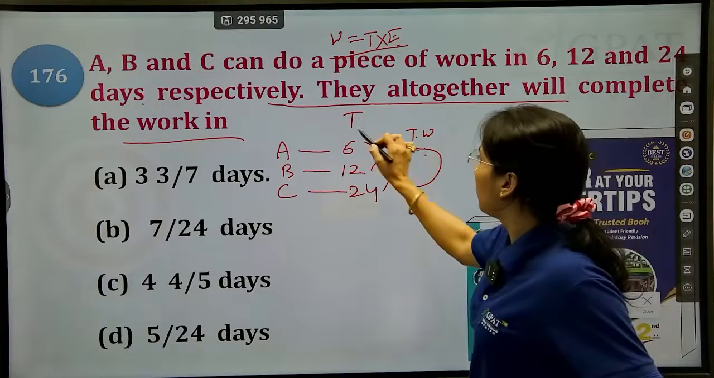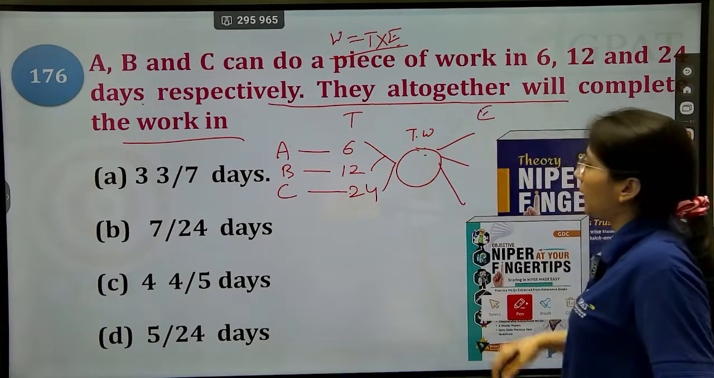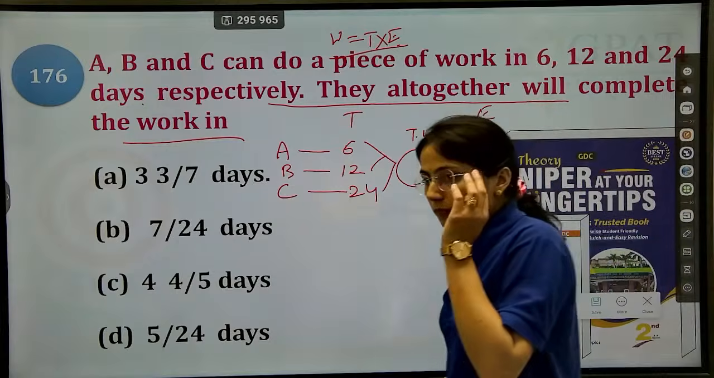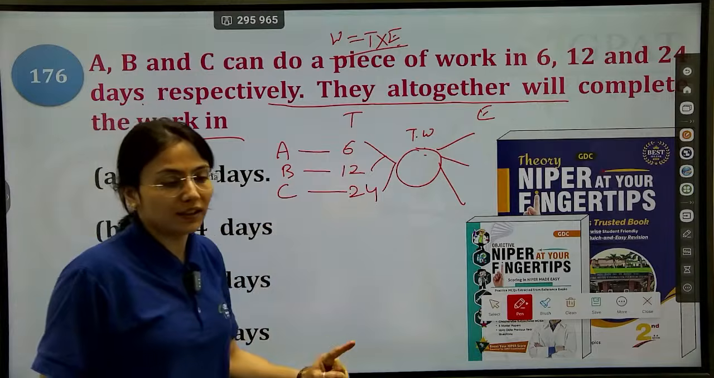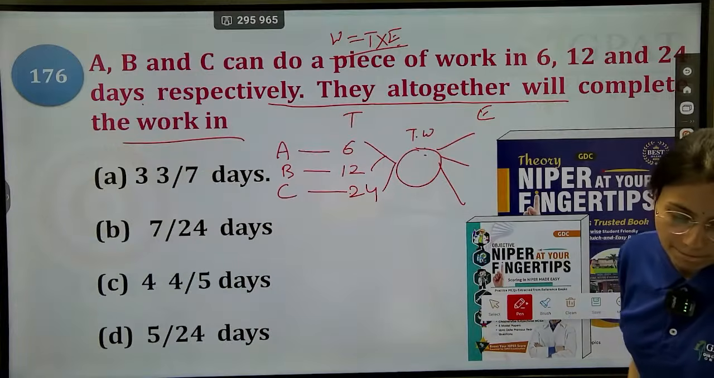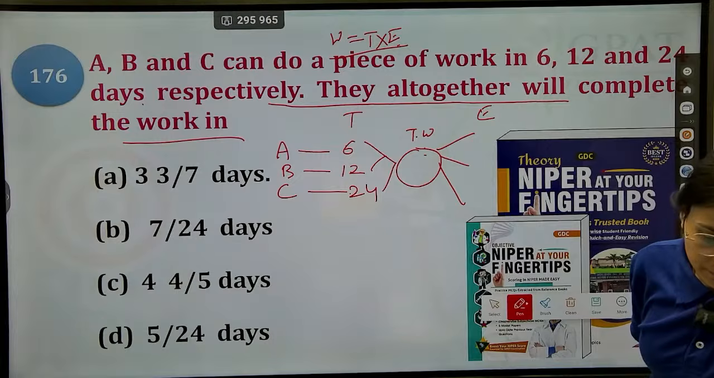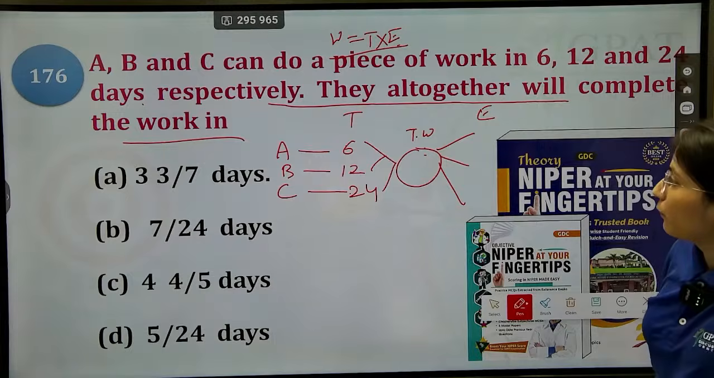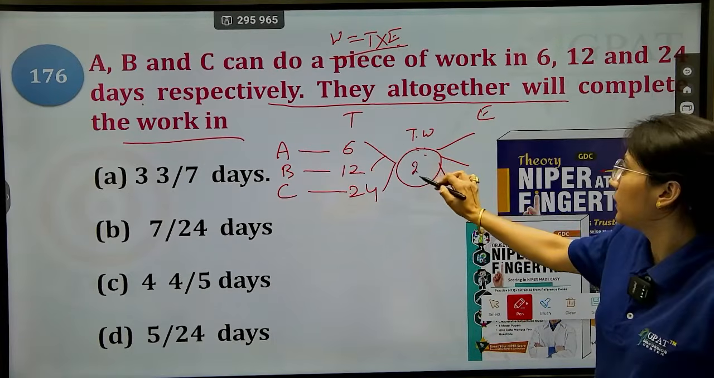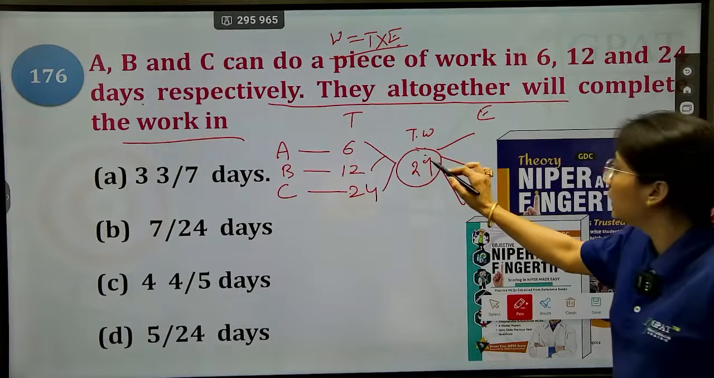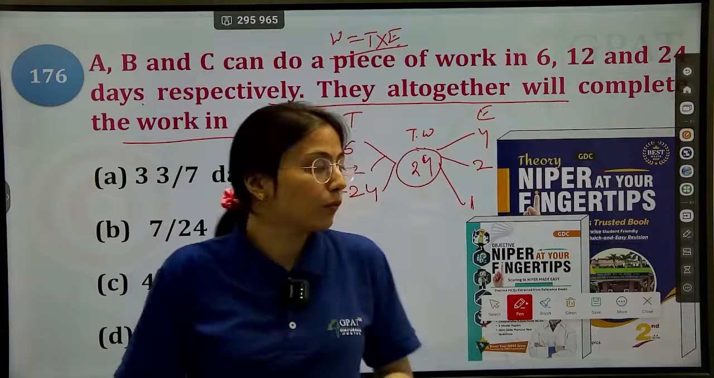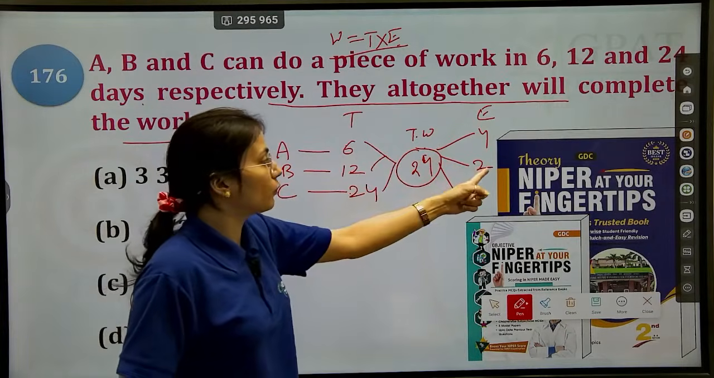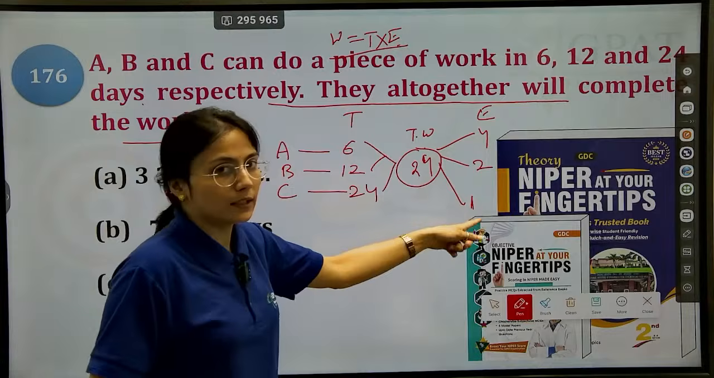Here time is given. Then you will find the efficiency of A, B, C, like how much work is done by A or B or C in a single day. So what will you get as total work? You will get 24 as the LCM. 6 4s are 24, 12 2s are 24 and 24 1s are 24. So the efficiency of A is 4, the efficiency of B is 2, and the efficiency of C is 1 for a single day.